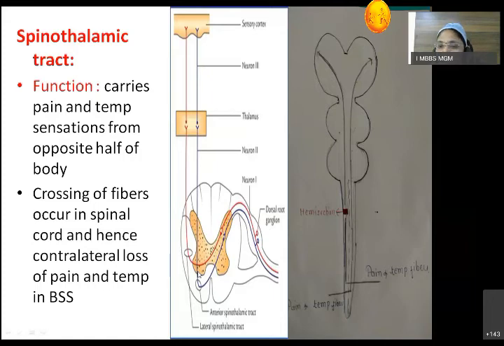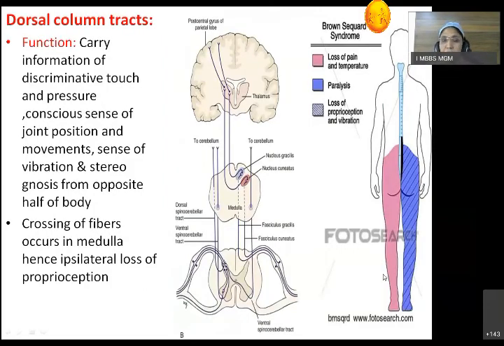Now the fibers from the right side are going to the left side and then they go up, whereas fibers on the left side are going to the right side and they go up. But here there is damage, so they will not go up. So there is loss of pain and temperature sensation on the opposite side. Clear? Now what about dorsal column sensation?